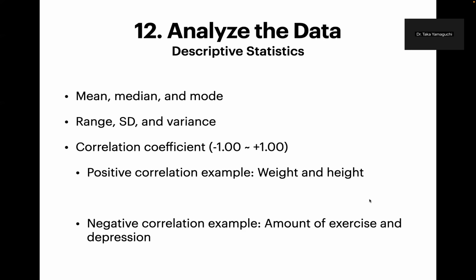The range is a simple measure of dispersion that simply shows the difference between the highest and the lowest scores in a distribution. So if, for example, the highest score is 10 and the lowest score is 1, 10 minus 1 would be 9. So that's the range of this data set.